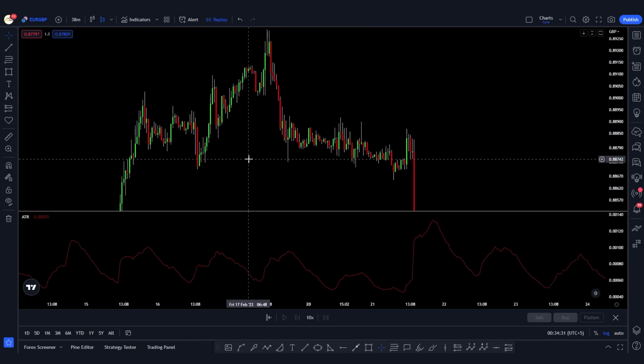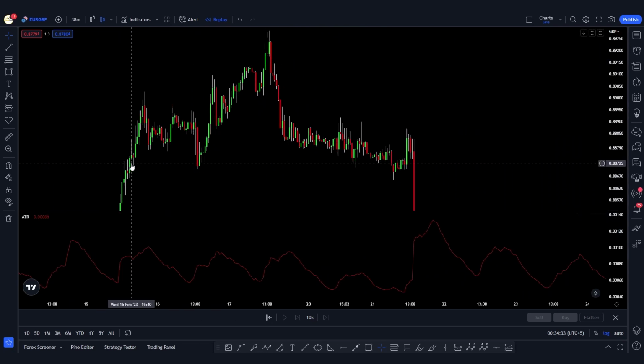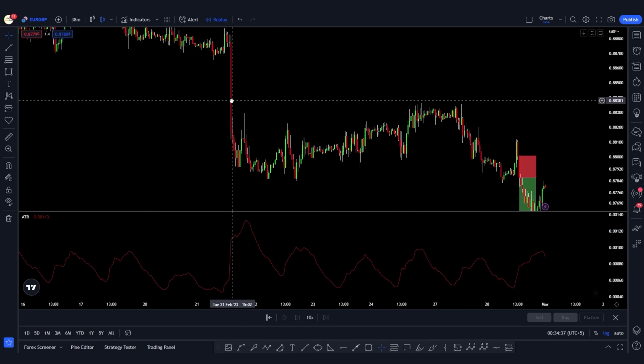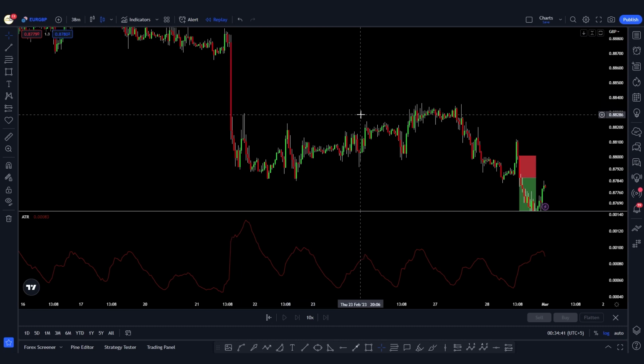So this is how you can take the ATR value and ATR trading strategy in your trading, and this is how you can use it to predict which way the market is going to go. Is it going to go in the bullish direction, or is it going to go in the bearish direction?